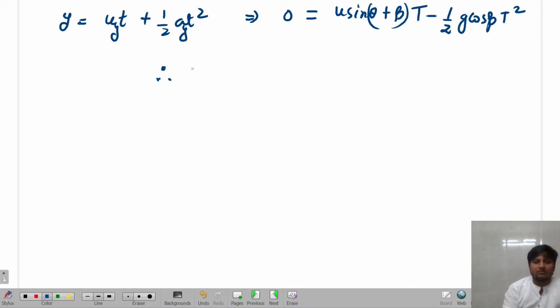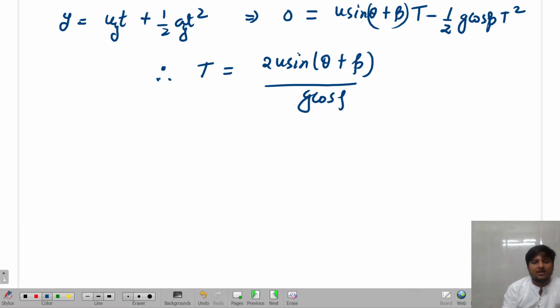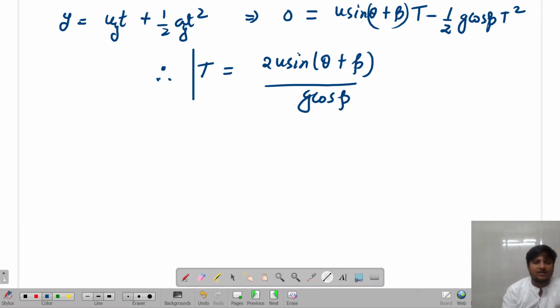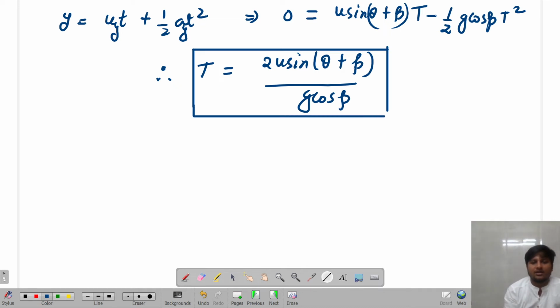So therefore, what did you get as time? Time is equal to 2u sine theta plus beta divided by g cos beta, and that is the total time of flight for the particle when it is traveling down the inclined plane. Got it or not? This is the total time of travel for the particle down the inclined plane. Am I clear or not? Tell me yes or no. Is it clear?